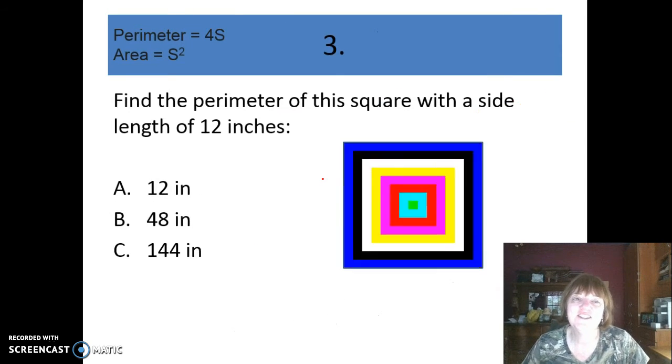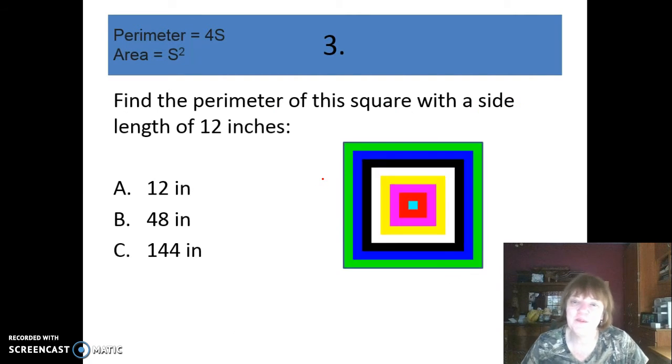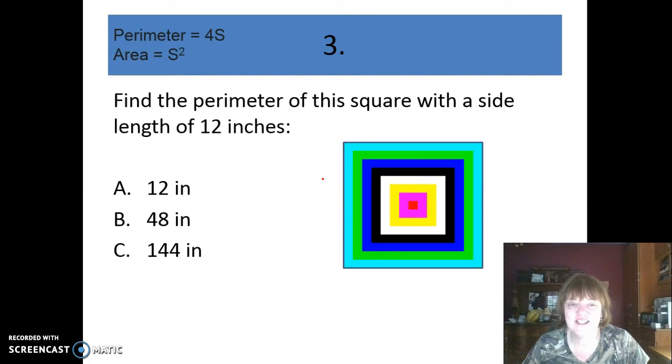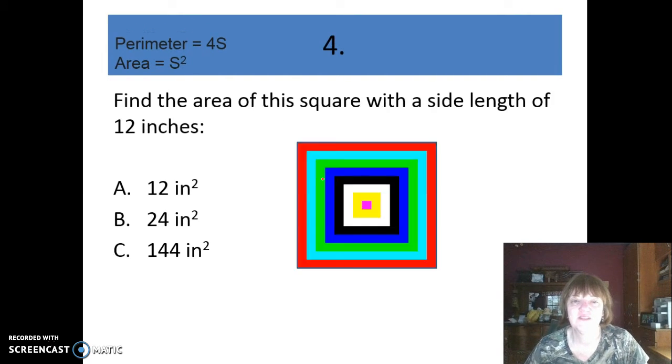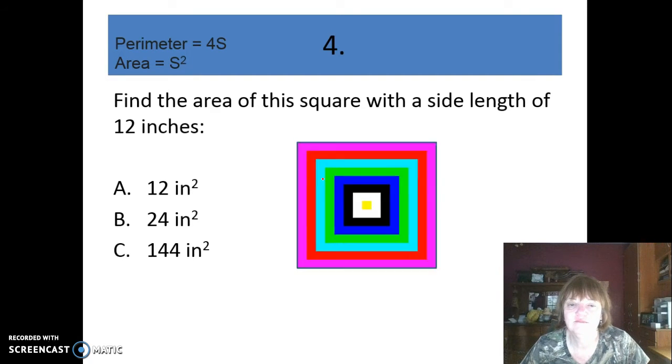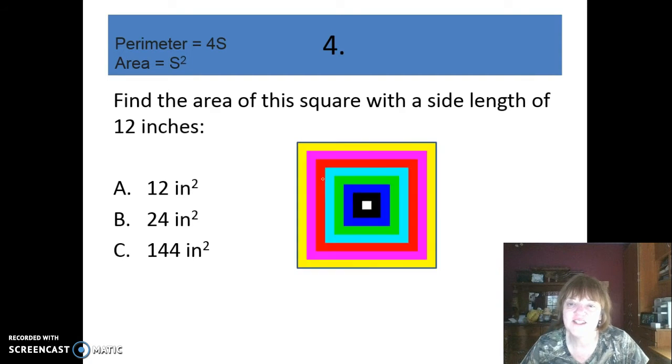All right, your turn. What is the perimeter of this crazy square with the side lengths of 12? All right, same square, only I want the area this time. Side lengths of 12.